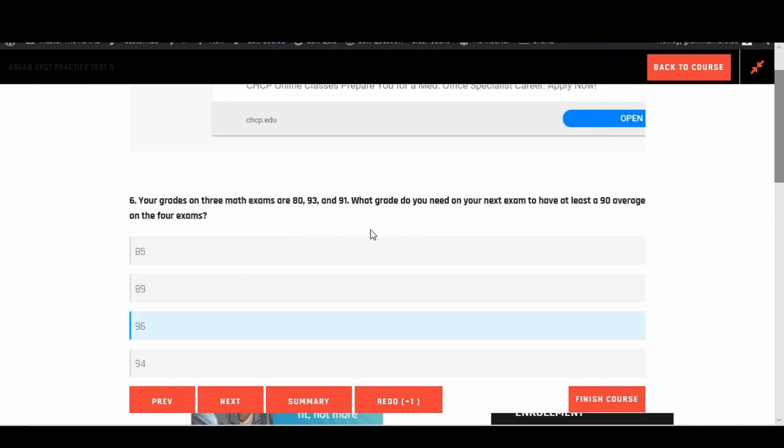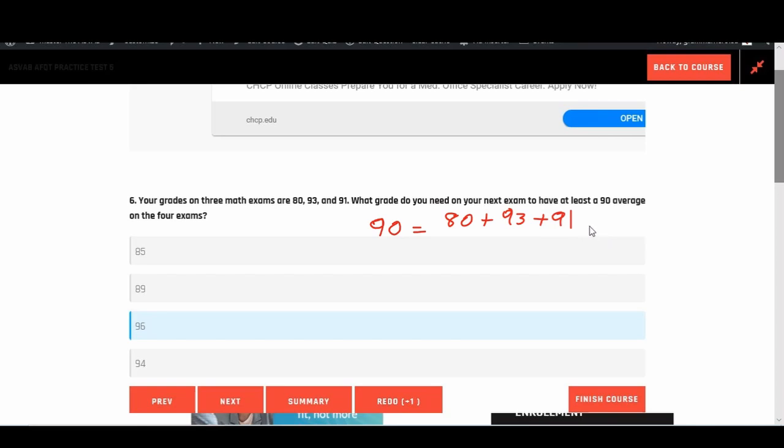And more specifically, I'm going to use the formula for average. That's when you take all the data points, divide them by how many data points there are. In this case, we want the average to be 90, so I'm going to plug that in on this side of the equation. We know that we've already scored an 80, a 93, and a 91.